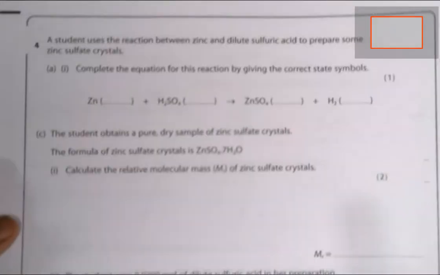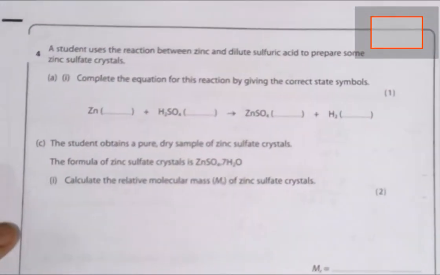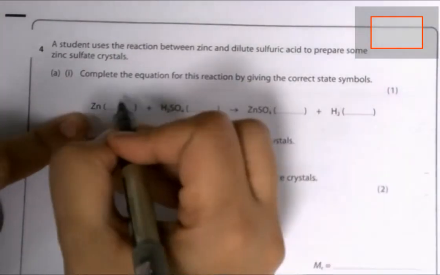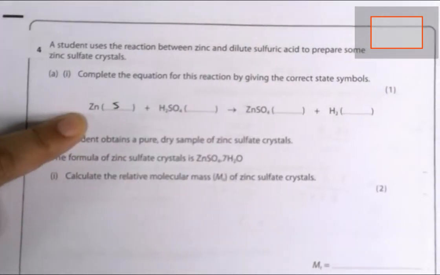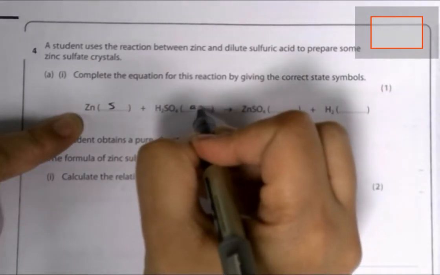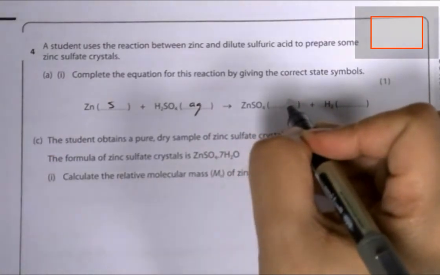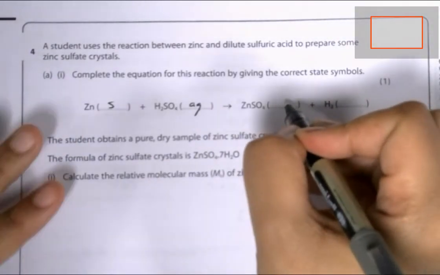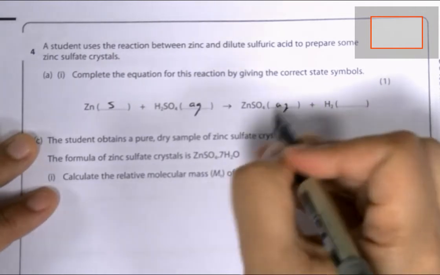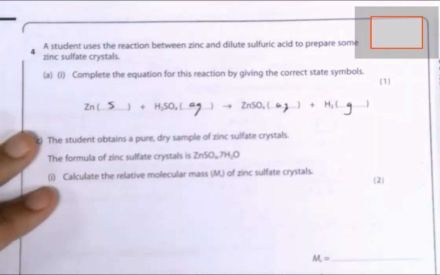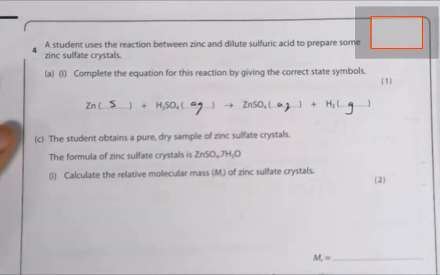Okay, the next question was all about an acid and a base reaction in the context of chemical maths. So complete the equation by giving state symbols. Now zinc is a metal, so metals are always solid. Acids are always dissolved in water, so it's aqueous. And zinc sulfate, here is testing whether you know the solubilities of the salts here. That is also aqueous, and hydrogen is a gas.